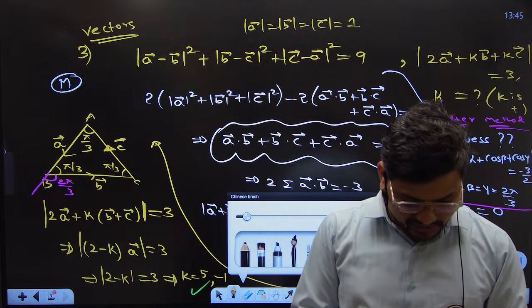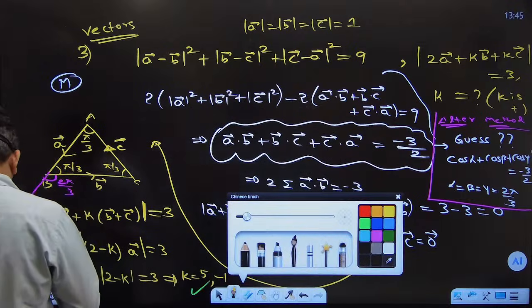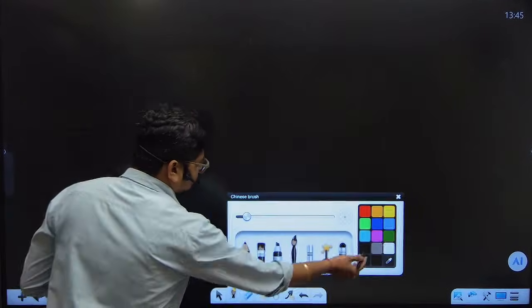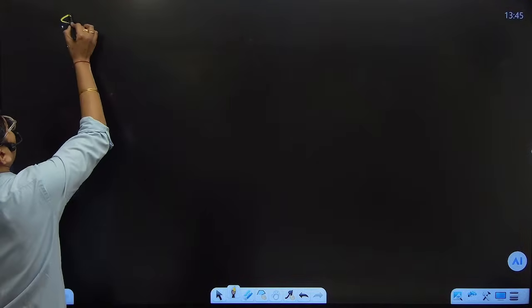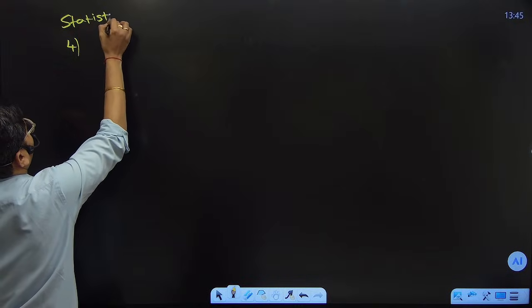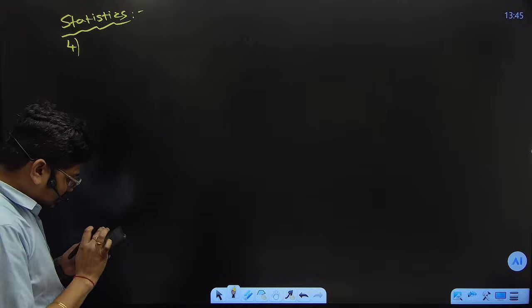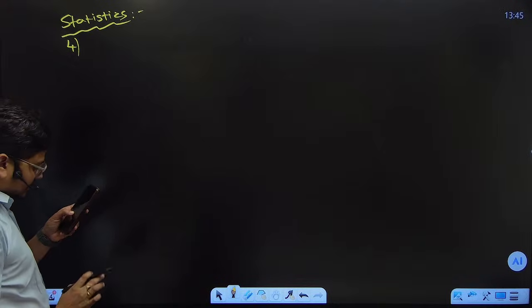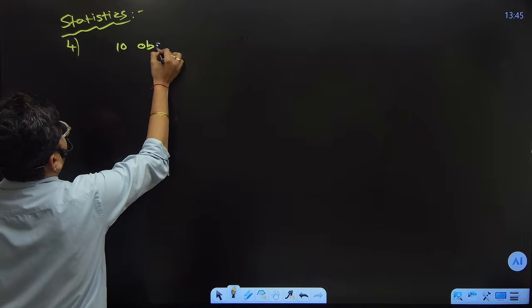Let me go for the next question. It's a question based on statistics. Usually statistics is going to be the scoring part, but sometimes they make the question very lengthy or calculative also. The question we received so far is of that calculative nature. The data suggests that they are giving you 10 observations.